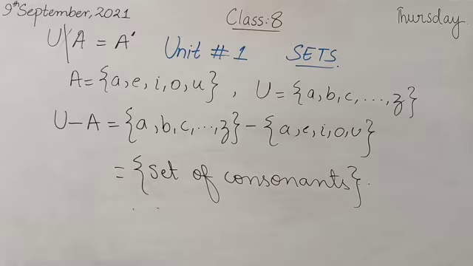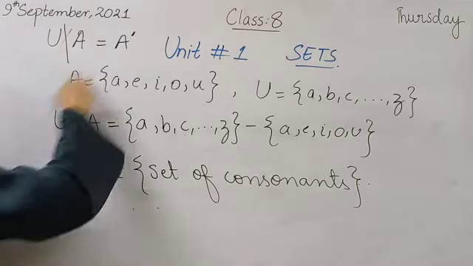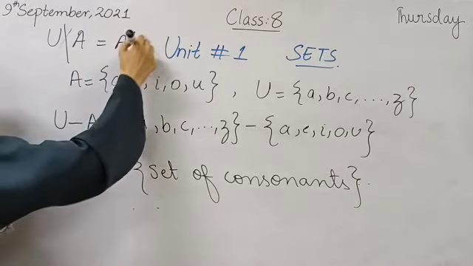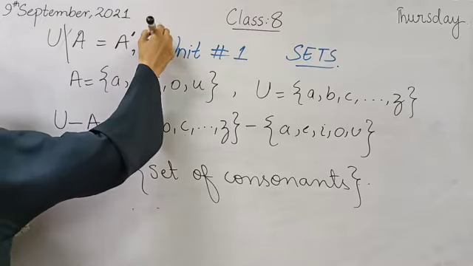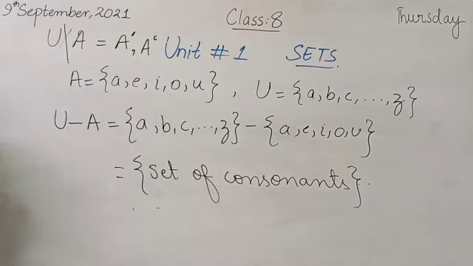We can denote complement by like this, A dash or A C. Okay? And it means U minus A, U minus B, U minus C up to so on. Set of all those elements of U which are not in set A. If the B is given, then in set B, and so on. Is it okay, students?